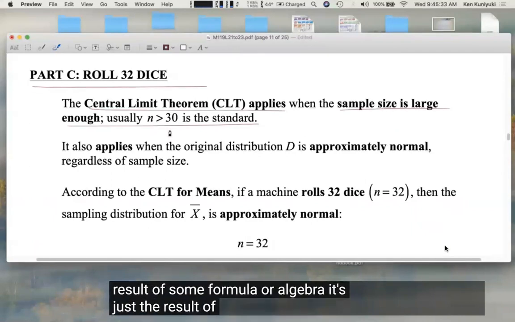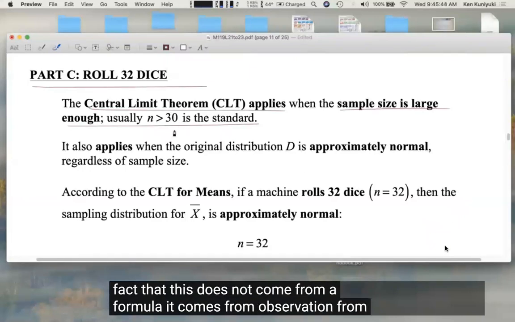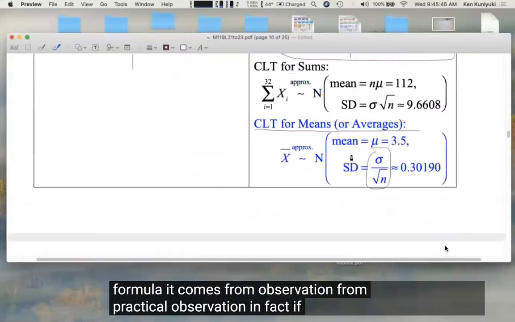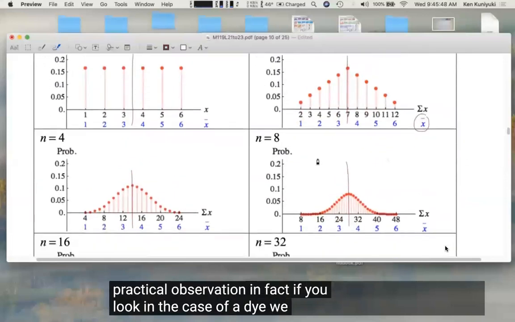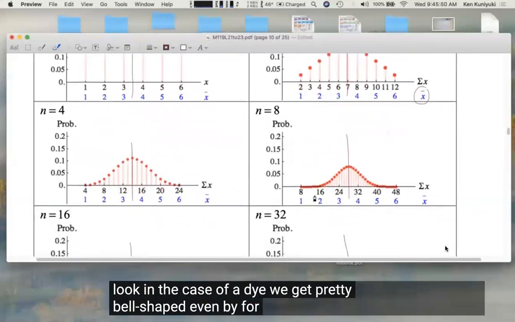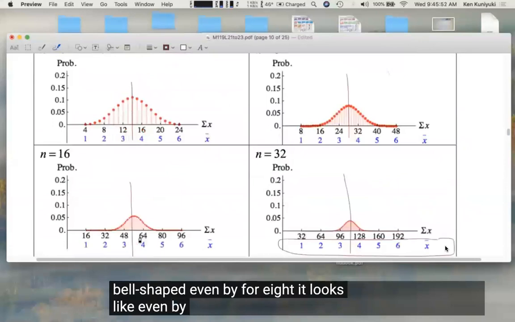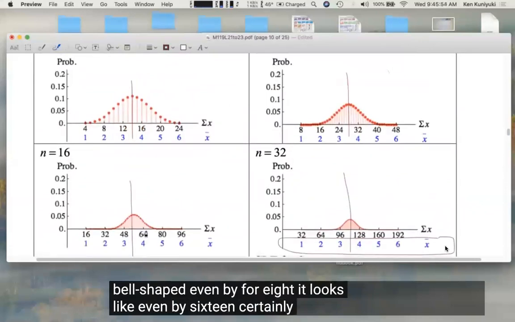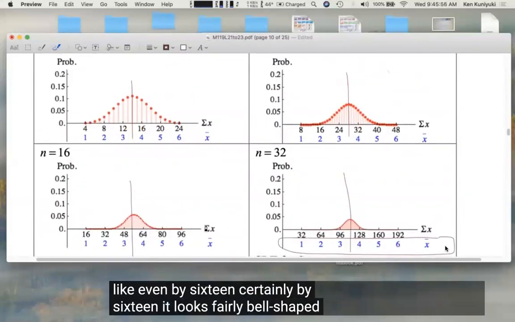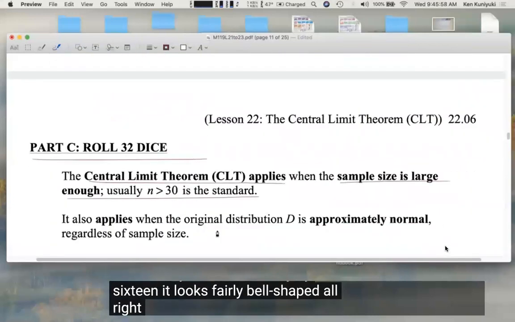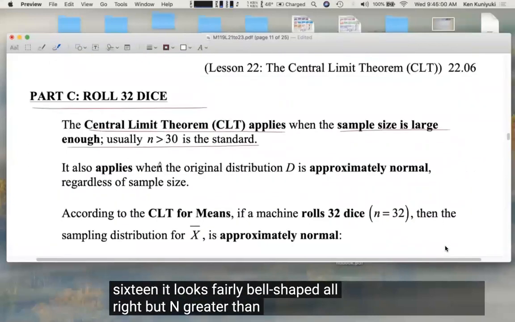It's just the result of common observation and practice. This is something that pure mathematicians get nervous about, the fact that this does not come from a formula. It comes from practical observation. In fact, if you look in the case of a die, we get pretty bell-shaped even by 4 or 8, it looks like, even by 16. Certainly by 16, it looks fairly bell-shaped. All right. But n greater than 30 is the standard.